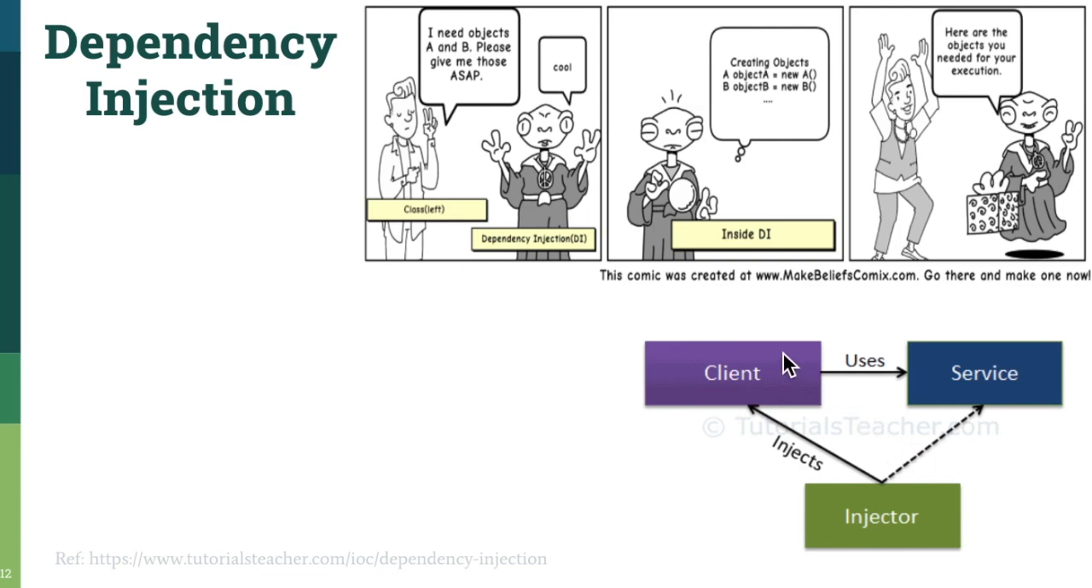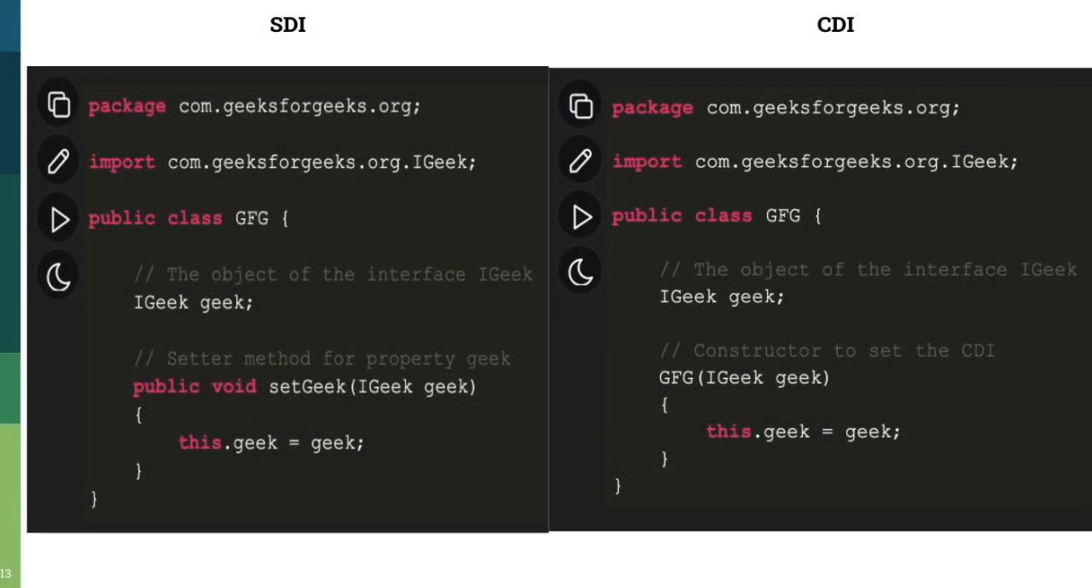The client class depends on the object injection of the injector class, and the service class depends on the object creation of the injector class. This is the dependency part. And the injector class injecting information into the rest of the classes is the injection part. In Java Spring, there are two dependency injection methods, which are the setter dependency injection and the constructor dependency injection. Like we saw here, this part is the setter injection. It's a set method, and the constructor injection.